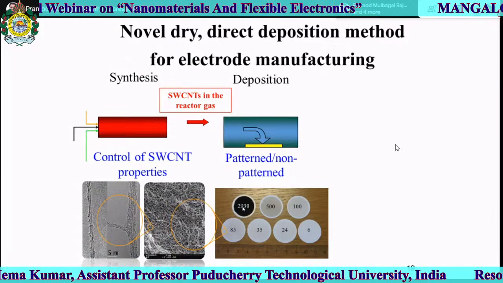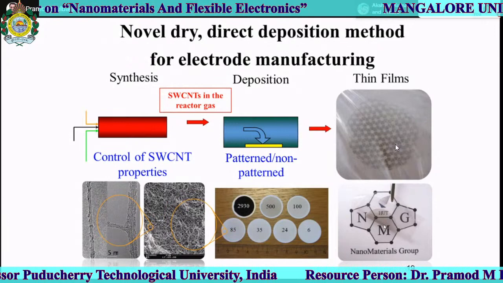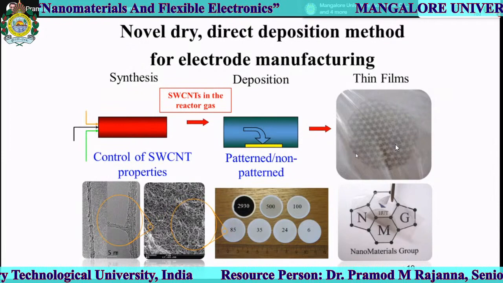And then you can have these thin films of carbon nanotubes, which can be as low as 6 nanometers to as high as several microns. This is unlike the other carbon nanotubes, which follow more of a solution approach. So this is a thin film technology that we work with, and this is how it actually looks.